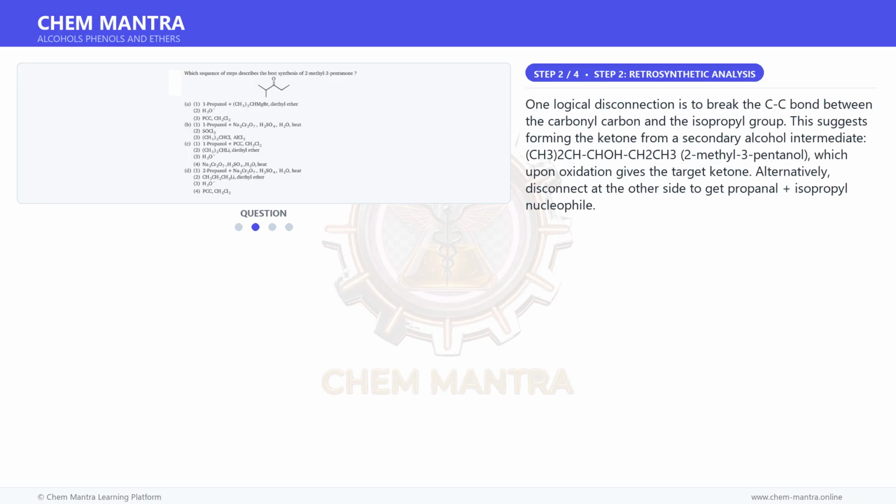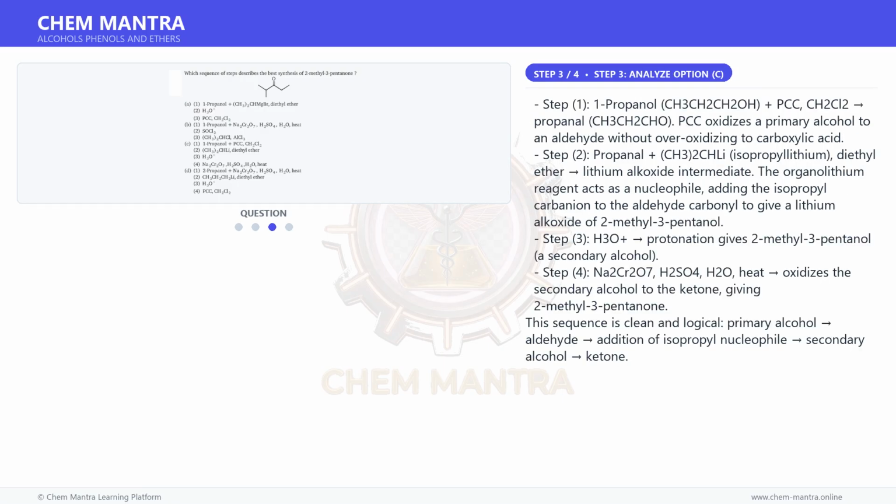One logical disconnection is to break the C-C bond between the carbonyl carbon and the isopropyl group. This suggests forming the ketone from a secondary alcohol intermediate, 2-methyl-3-pentanol, which upon oxidation gives the target ketone. Alternatively, disconnect at the other side to get propanal plus isopropyl nucleophile. Moving on to the next step.